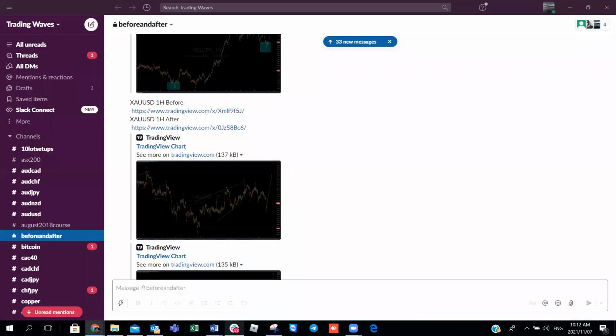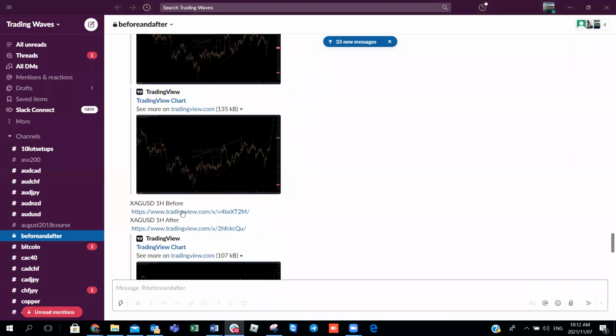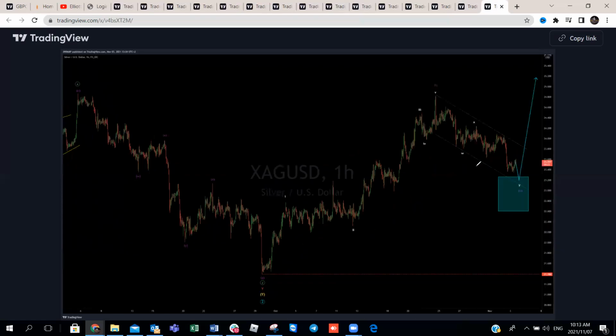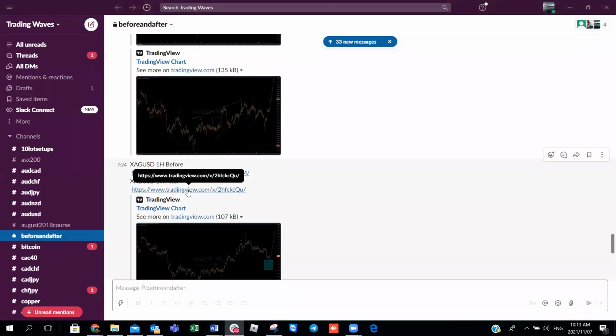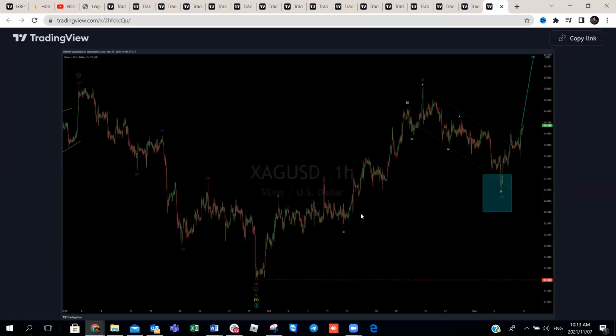You'll also see that silver has got a similar structure. We picked up silver as well, similar structure. We've got a 3-wave pullback in silver, blue box area. We're looking for a reversal. Look at how silver plays out, inch perfect, right into the blue box, and it reverses. Okay, so the blue box is a powerful reversal area that is supported by the Elliott wave theory. So look at that, right into the blue box, and then we reverse.